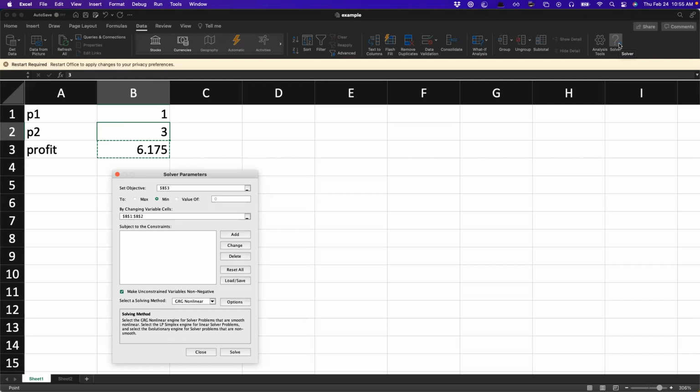Okay, so set objective. So I just go to my objective function, which is B3, and click there. And I want to minimize it. You can change it to the negative of that and say maximize if you want. And then you are going to change variable cells, these two. So you just select B1 and B2. You can add constraints, but in this particular example, we won't be having any constraints. So I'm going to go ahead and solve this.